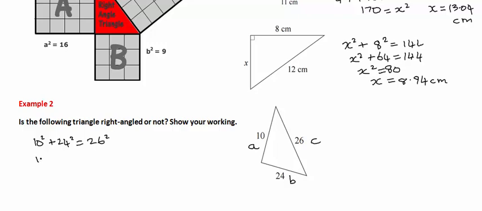Okay, so 10 squared is 100. 24 squared is 576. And 26 squared is 676. So we need to see if these two sides are equal. So if you add that, you can see you're going to get 676 equals 676. Okay, so that's true. That means that this angle here is a right angle. If these are not equal, this is not a right angle.